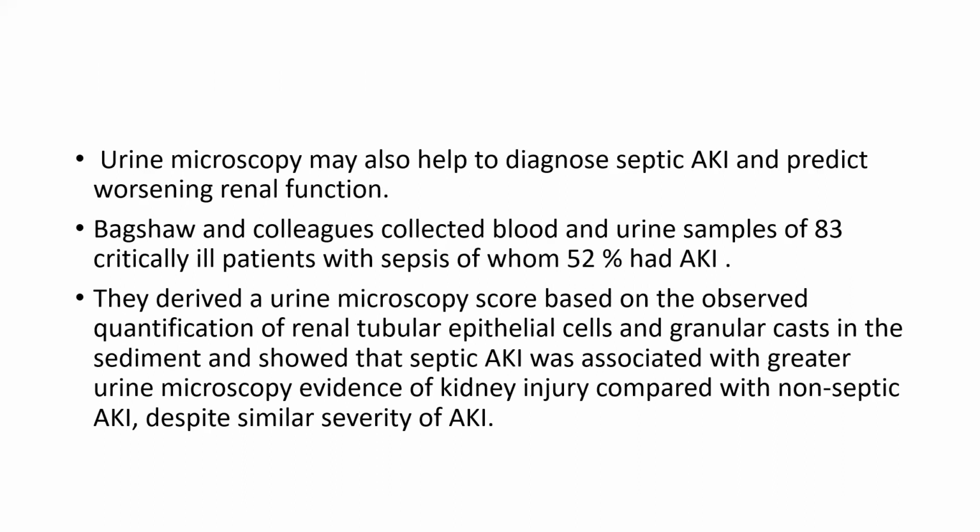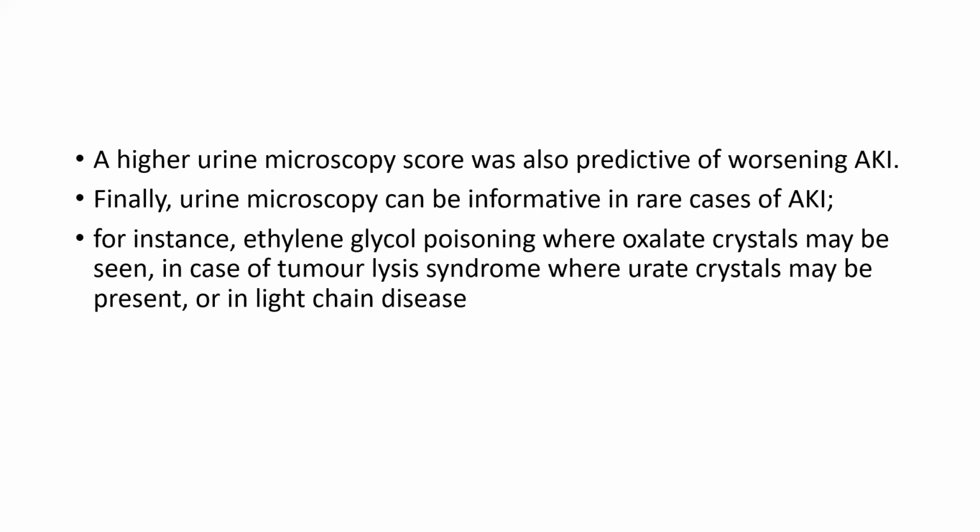Bagshaw and colleagues collected blood and urine samples of 83 critically ill patients with sepsis, of whom 52% had AKI. They derived a urine microscopy score based on the observed quantification of renal tubular epithelial cells and granular casts in sediments and showed that septic AKI was associated with greater urine microscopy evidence of kidney injury compared to non-septic AKI, despite similar severity of the AKI. A higher urine microscopy score was also predictive of worsening AKI.